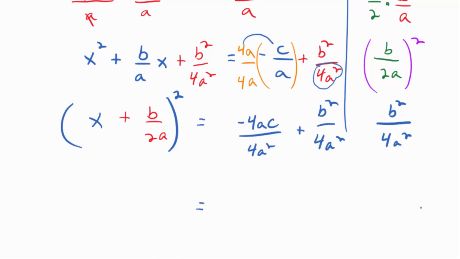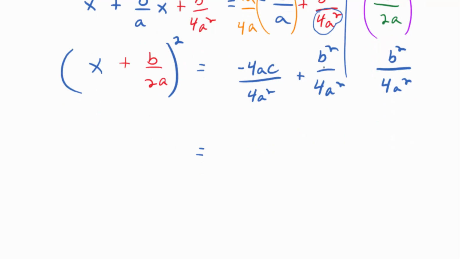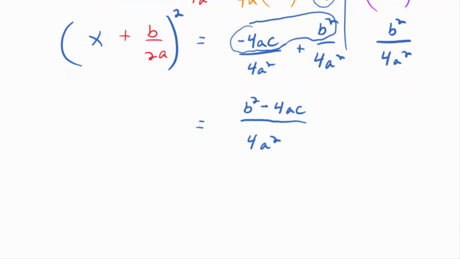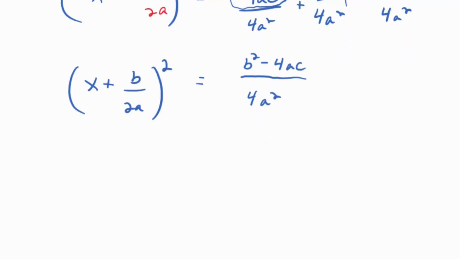Okay, I'm going to rewrite that right-hand side as a single fraction, and I'm going to reverse the addition. So the denominator will be the common denominator, 4a squared. The numerator I could write as negative 4ac plus b squared, but that's the same as b squared minus 4ac. So on the right side, I know it's a mess, but we get b squared minus 4ac over 4a squared. On the left side, we have x plus b over 2a, quantity squared. We're almost done. Give me 20 seconds, 30 seconds.